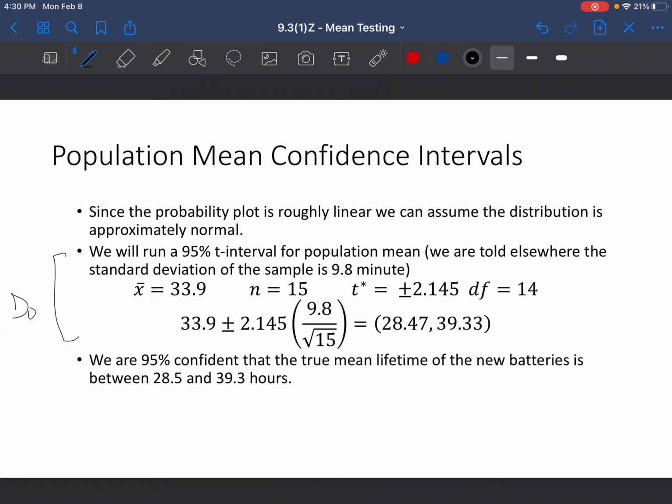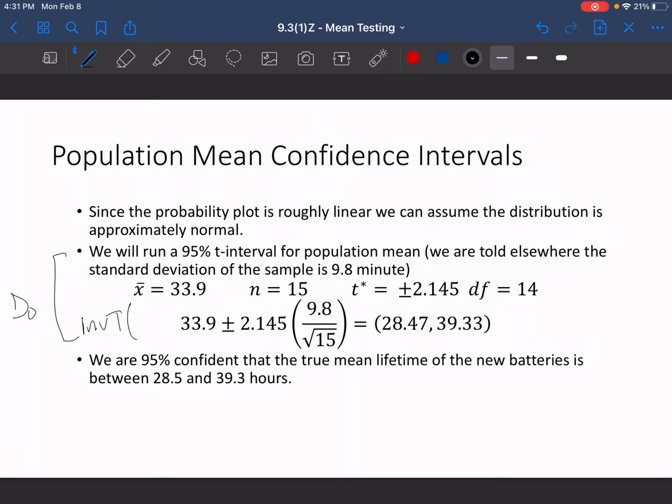So again, from there, what we need to do is run a 95% t interval for a population mean, and we are told elsewhere that the standard deviation of the sample is 9.8 minutes. So we know that our sample mean was 33.9, and our sample size is 15. In order to figure out t, we need to use inverse t. And we know that our confidence level is 95%.